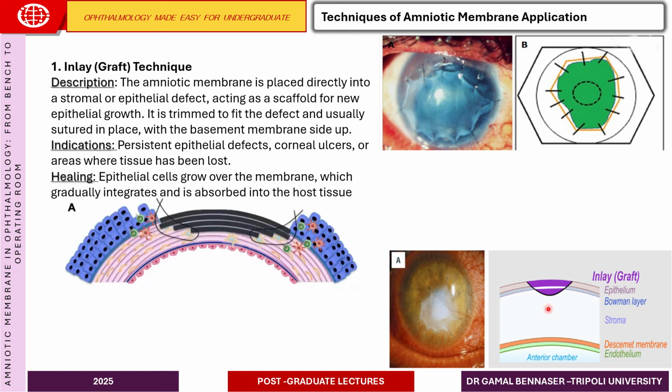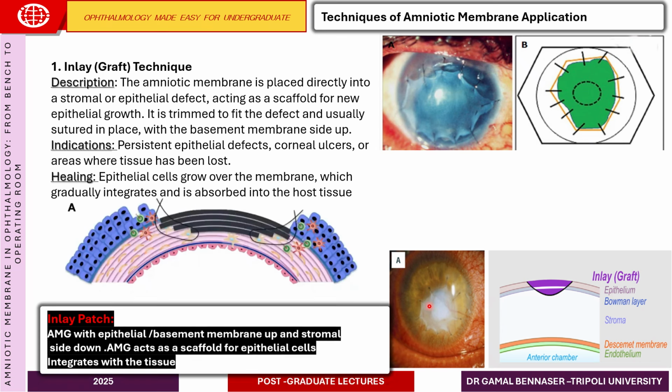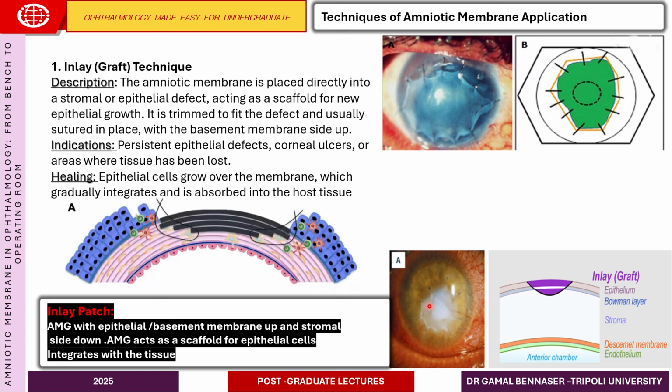This is another diagrammatic representation, where the inlay graft is placed inside the defect. We don't cover the whole cornea. So the inlay patch acts as a scaffold for the proliferation and healing of the epithelium, and we should keep the proper orientation of the amniotic membrane.